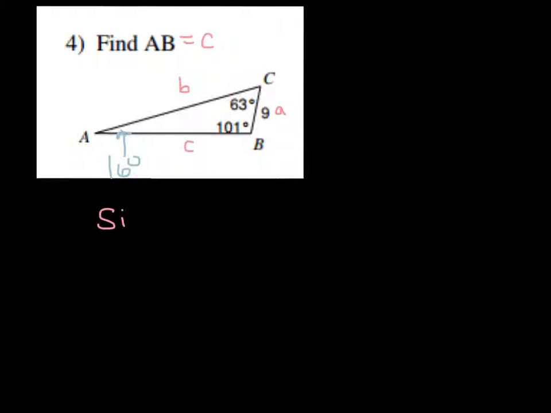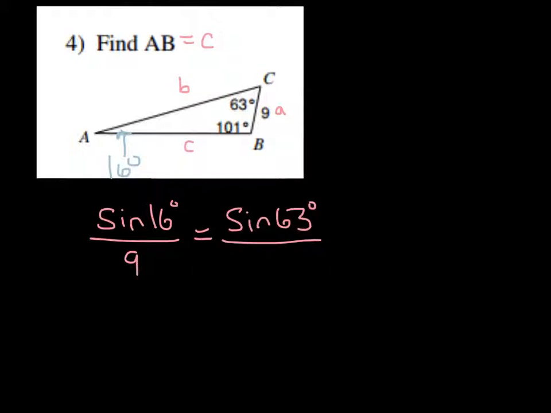So the sine of 16 degrees over 9 is equal to, and now we want to pick the ratio that's going to get a c. So the sine of angle C, which is 63 degrees, over side c, which is our mystery, right? That's the thing we're trying to solve for. And again, I'm going to solve for c algebraically before I calculate sine of 16 and sine of 63. I just like to do it, and it's a little bit more accurate then, because then I just put it in my calculator at the very end.